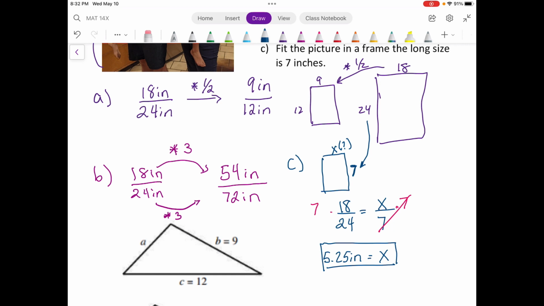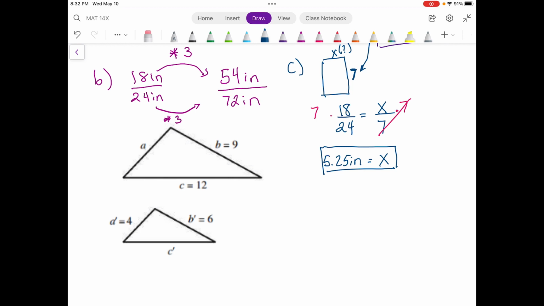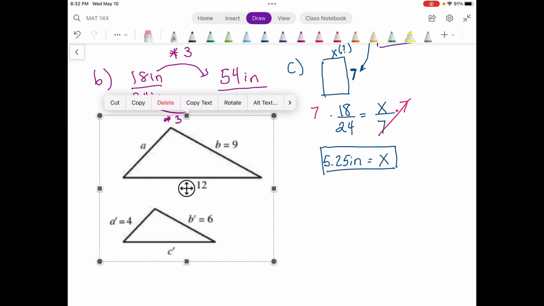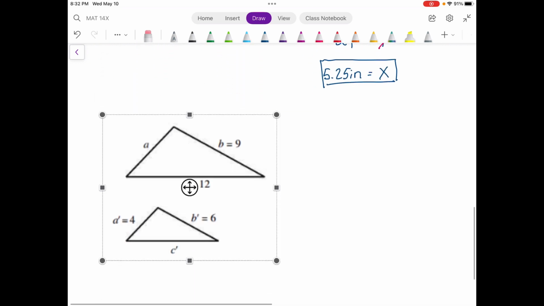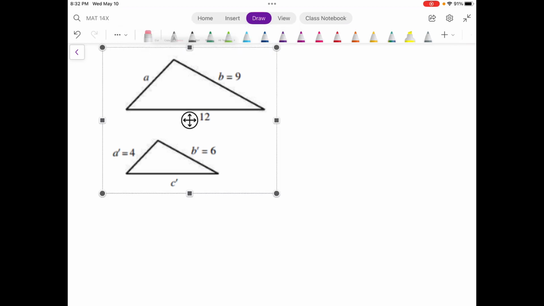Let's look at a similar idea to that part C, but within a different shape. So if we look down here, you'll notice we have, and I'm going to move these down a little so we have some more space, 2 triangles, and these triangles are similar, meaning they're the same shape, like all of their angles would be congruent. And I'm going to switch back to my drawing mode.